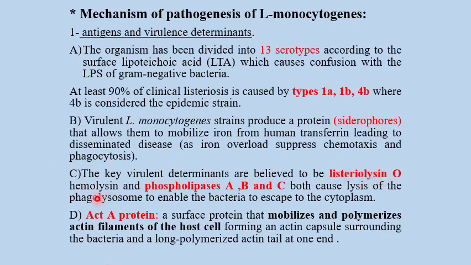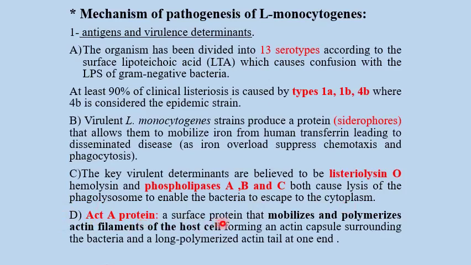Listeriolysin O is a hemolysin, meaning it destroys the RBCs. But now we'll see it has another very important role in the pathogenesis of Listeria, together with phospholipases A, B, and C. Both of them cause lysis of the phagolysosome. After being phagocytosed, the bacteria will enter a phagosome in the macrophage, for instance, and then there will be fusion between this phagosome and the lysosome, forming the phagolysosome, where the bacteria should be destroyed by the lysosomal enzymes. Here the bacteria can escape this by causing lysis of these phagolysosomes, enabling the bacteria to escape to the cytoplasm. Then there is the ActA protein.